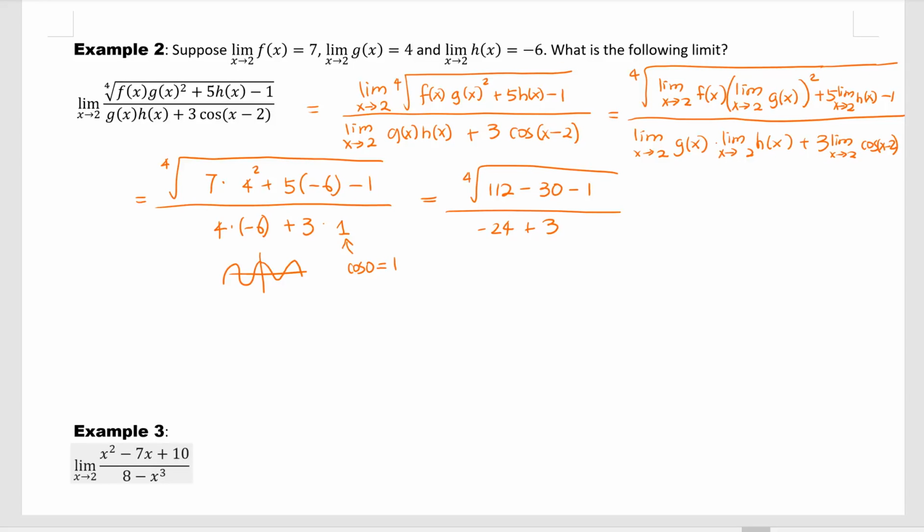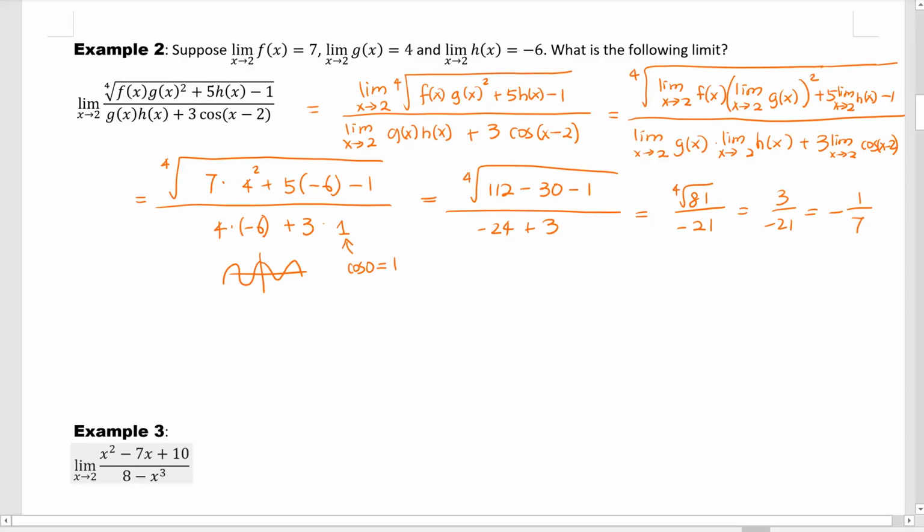Alright, let's continue. What's the numerator? Well, that is 82 minus 1, 81. So 4th root of 81, and then we have minus 21. What's the 4th root of 81? 3, right? 3 to the 4th is 81. Oh, we can actually cancel. We have a common factor 3, then we have 7 in the denominator now. Okay, so this is the complete proof for this problem. Let's continue.